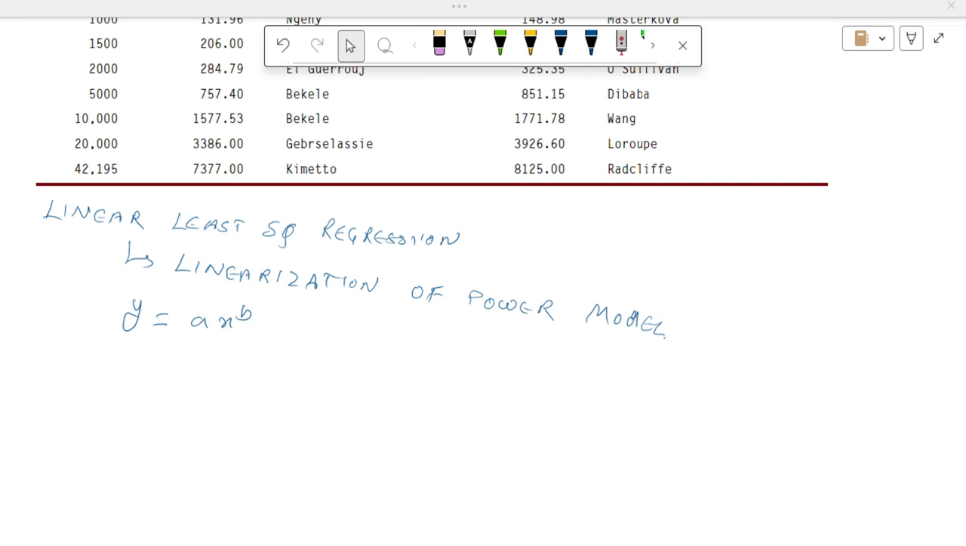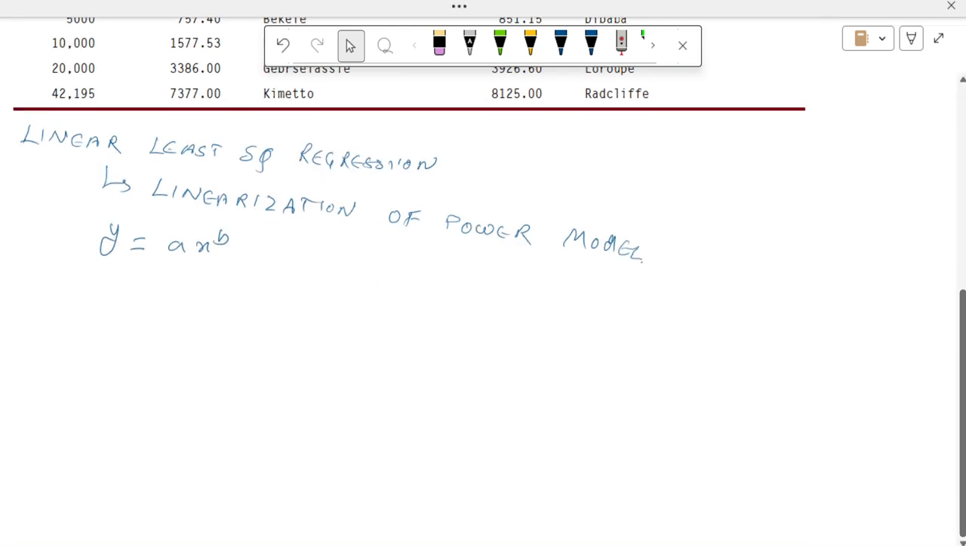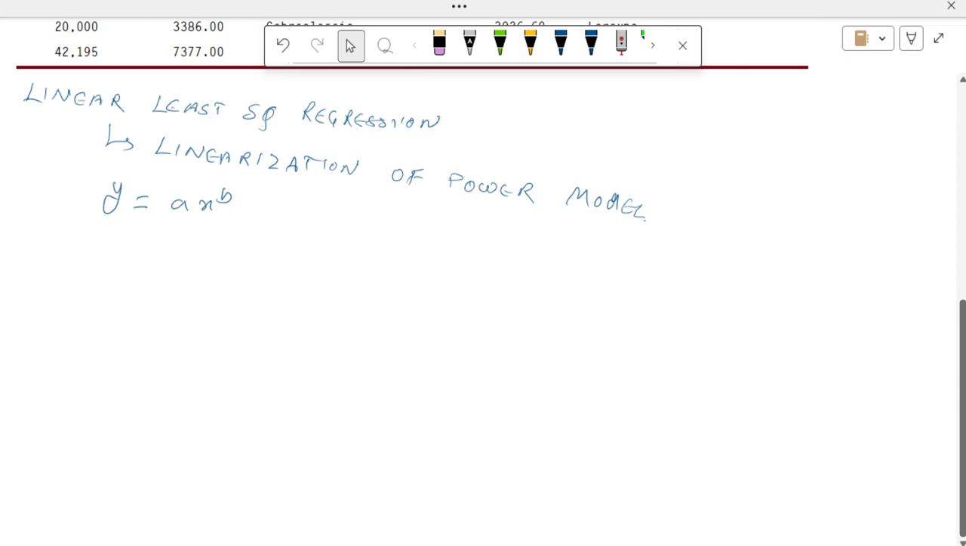In this video, I'm going to talk about the least square regression method and linearization of the power model, which is followed by several phenomena in engineering, which is denoted by y is equal to a x to the power b. And if you see your standard equation for your linear regression, that will just be y is equal to a naught plus a1 x. So this is your slope, this is your intercept, right?